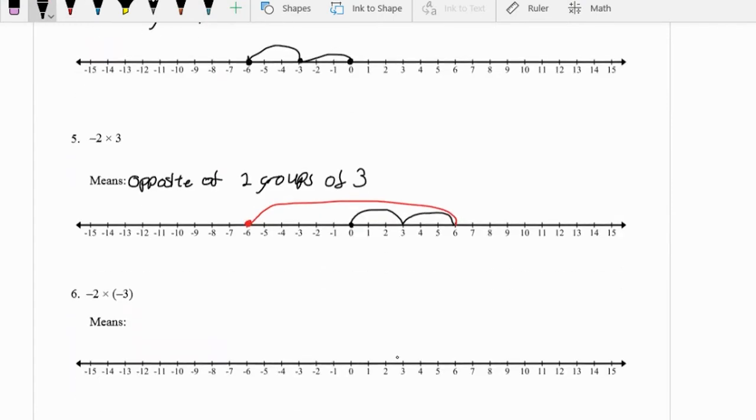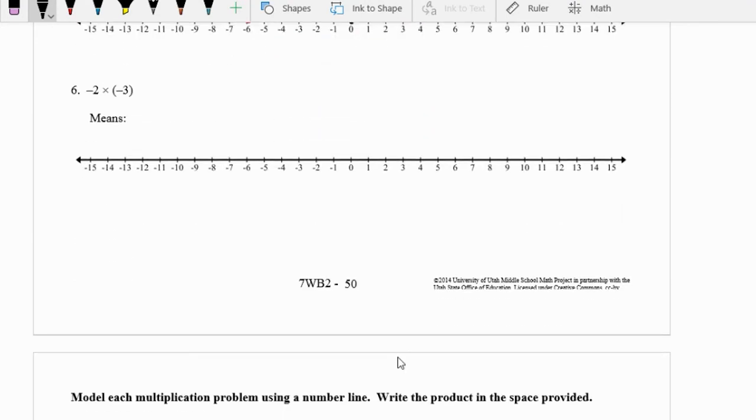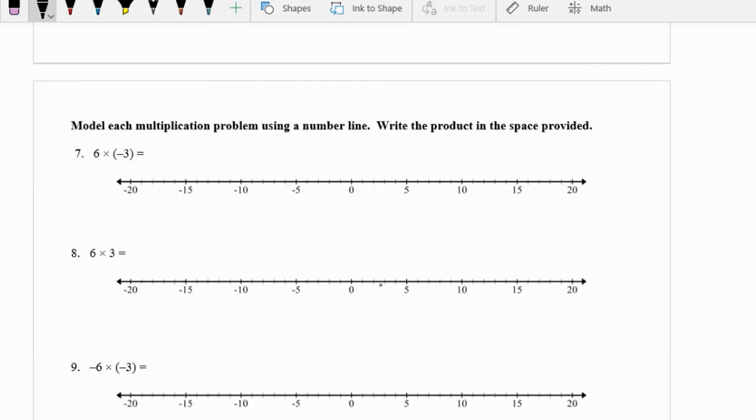And what number 6 means is that we find the opposite of 2 groups of -3. I don't know why I wrote out negative, but I did. So 2 groups of -3. You guys can handle this one on your own. And again, we're going to model each of these in the space provided. So I'll do one of them.